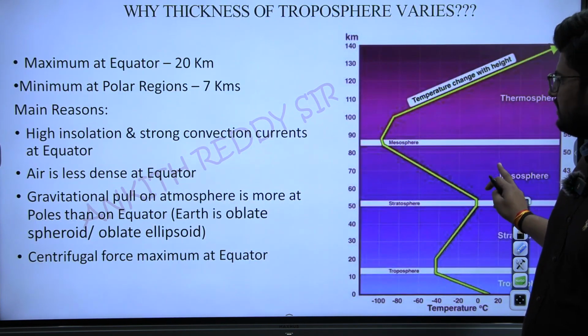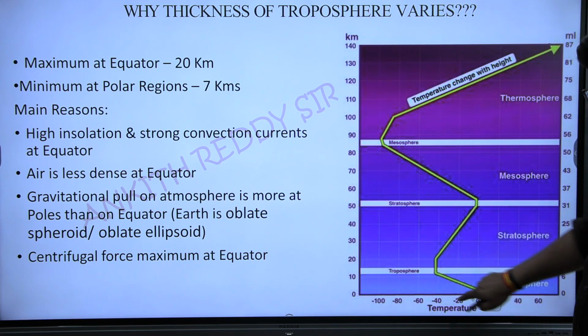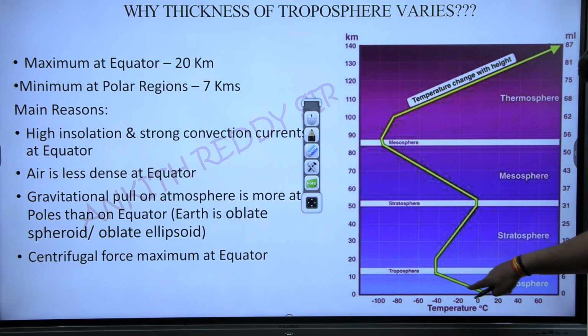Now you can see here the temperature is changing. So what is happening in the troposphere? The temperature is decreasing. You can notice here.